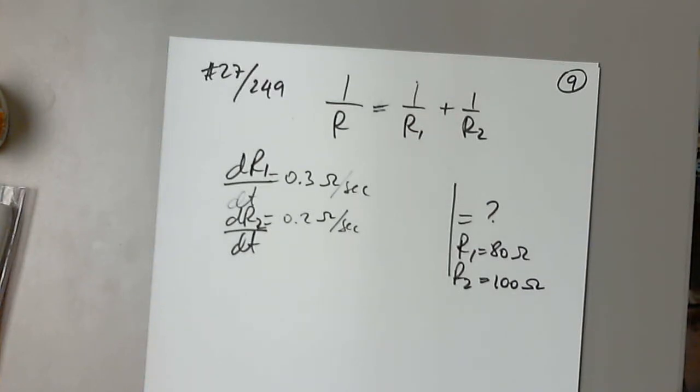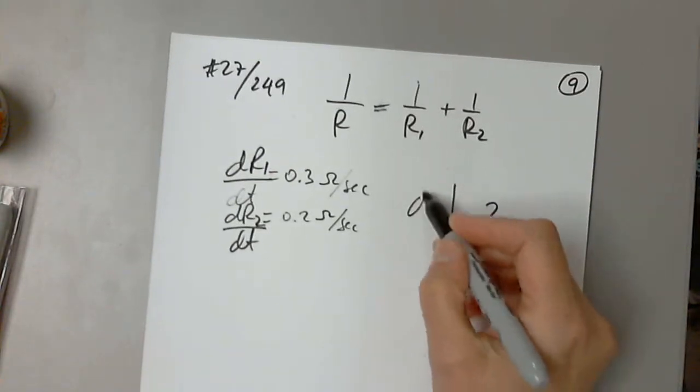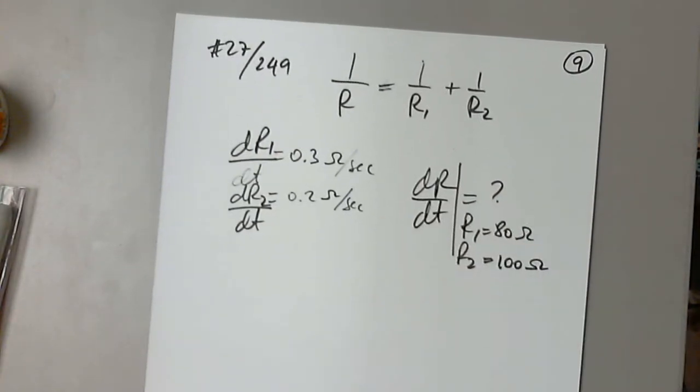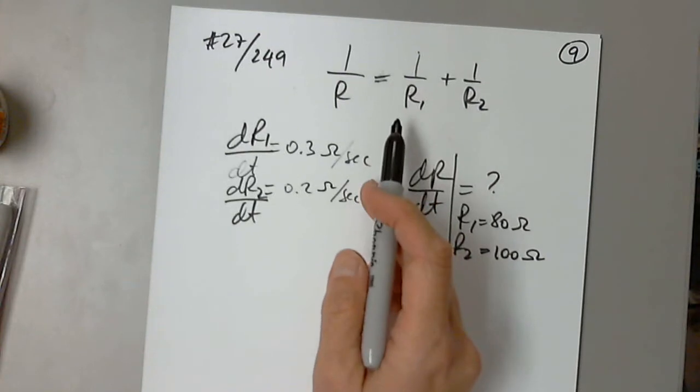Is that 80 and 100? I'm pretty sure, but I'll rather check. Yes. So what are we asked to determine? Of course, dR over dt. So I'm going to copy this.